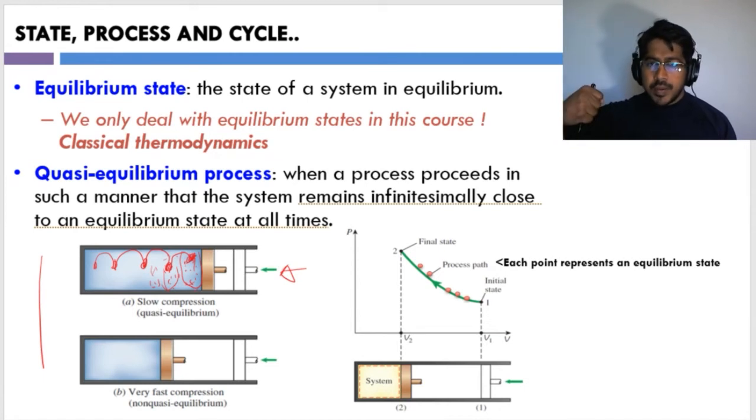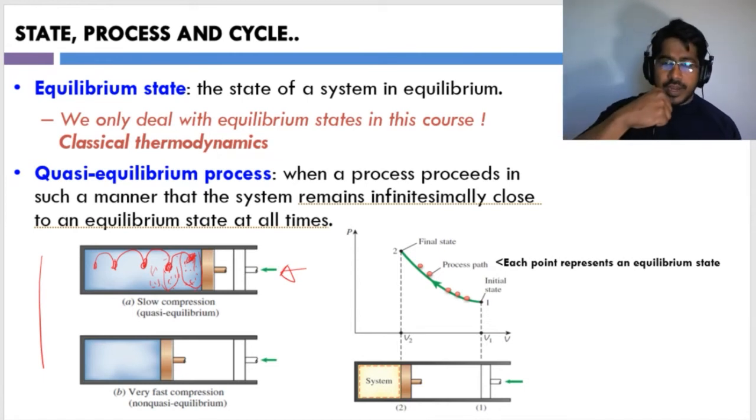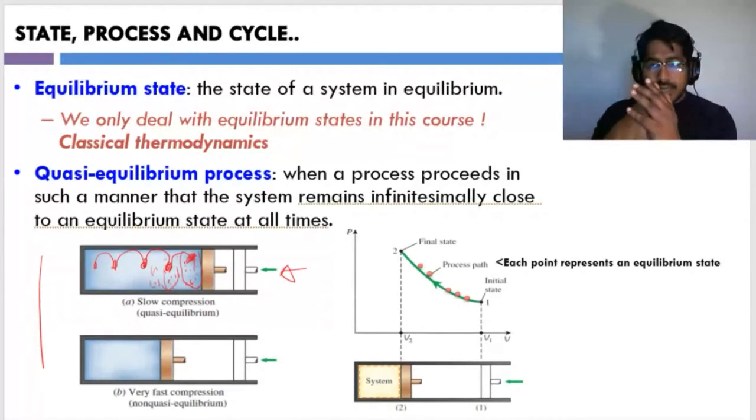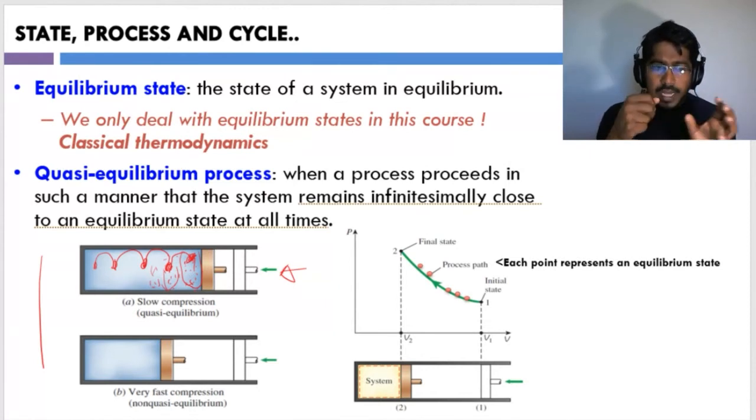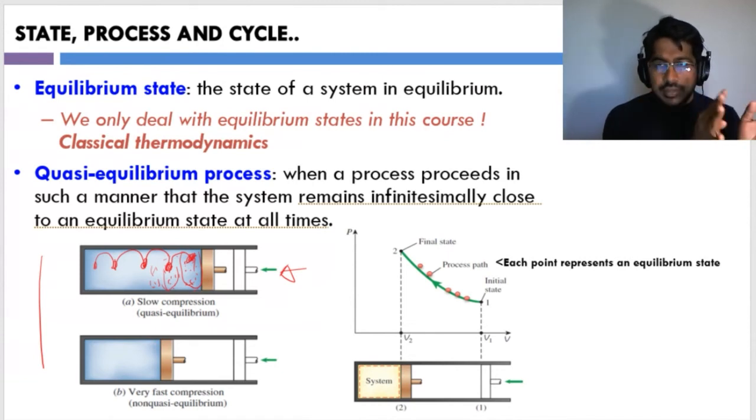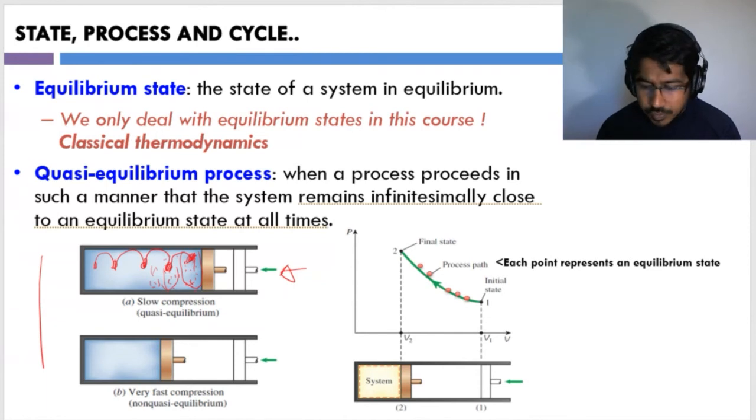So if I push the piston very fast, it hits the particles immediately, comes to the surface, pressurizes and compresses that small tiny block of air or whatever the substance is, and then that block transfers that to the other block and keeps on going, right?